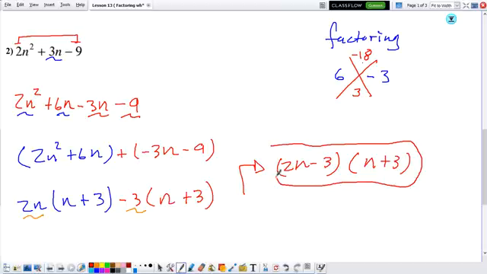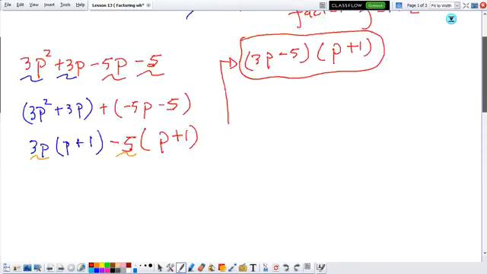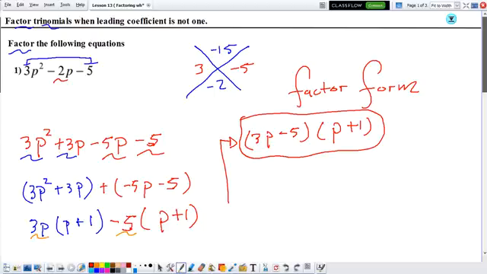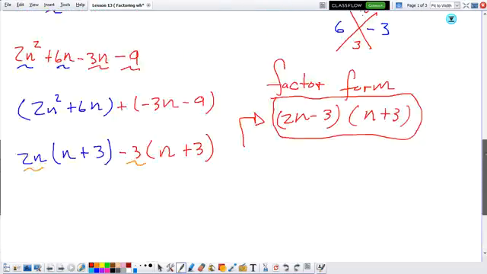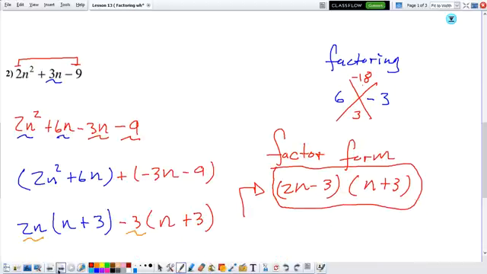And again, this is what I was looking for. All I'm doing is to factor out. So this is the factor form, because again, my direction was just to factor. It didn't say to solve, so we're just factoring, that's all. So we got two examples here.